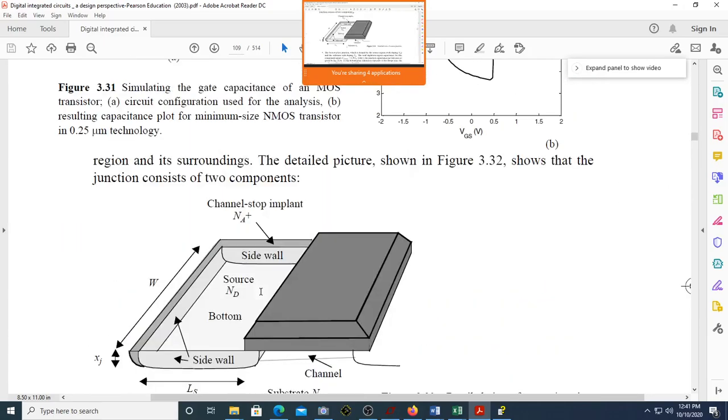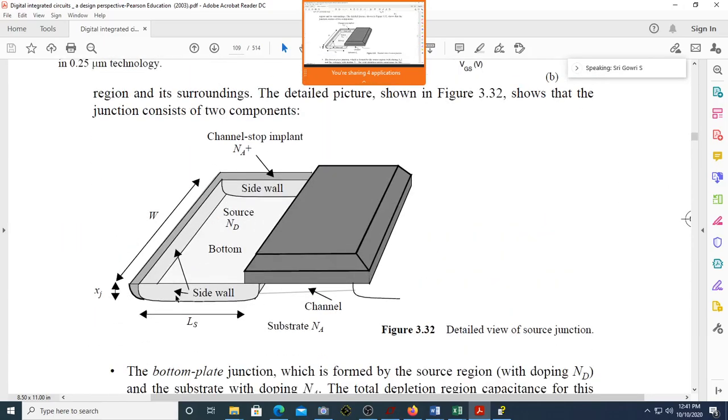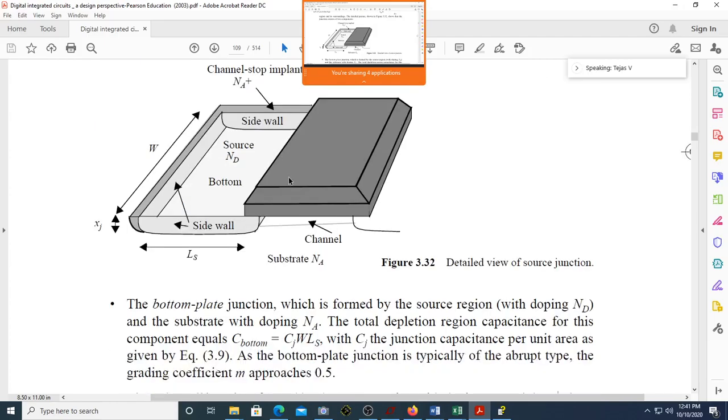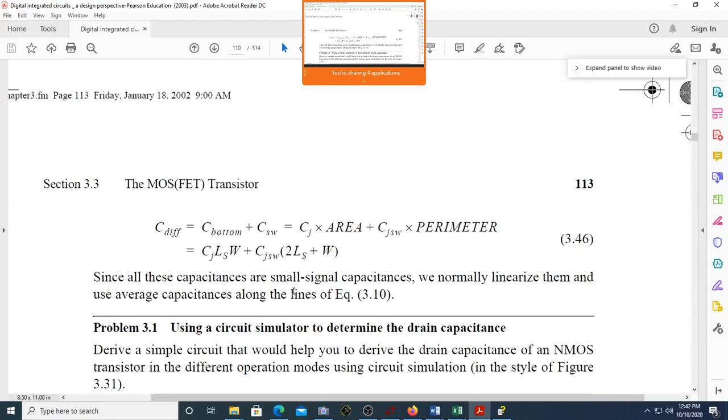How about side wall? Side wall, you can see, is also Cj into Xj into Ls. Correct? What is the area of this side? Xj into Ls. What is the area of this side? Xj into W. How about this side? Same, sir. Xj into Ls. Can I write this is the overall perimeter of the sidewall?